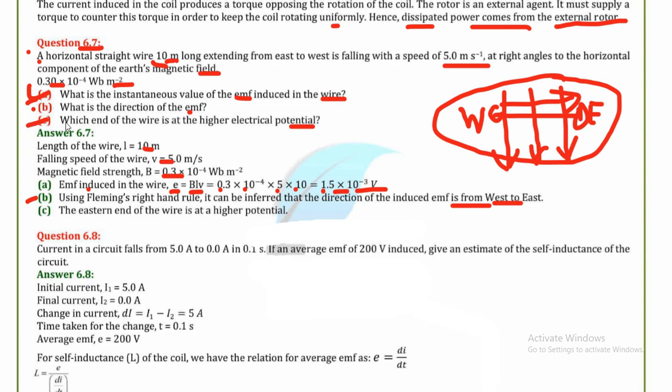Okay, now the third one is, which end of the wire is at higher electrical potential? You can see here the potential of this wire, that is, if you apply Fleming's right hand rule, you will get that this end will be at higher potential. So you can use this law, Fleming's right hand rule, and you will get the answers of questions B and C.